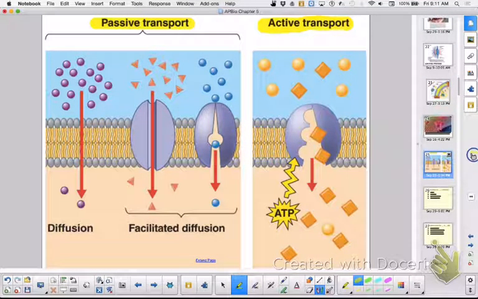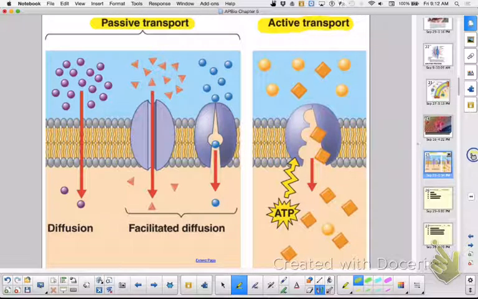There are two types of transport, passive and active. Passive does not require any what? Energy, whereas active transport does. So let's start by looking at some examples of passive transport. This first one is diffusion. Diffusion is just when molecules move from a higher concentration to a lower concentration.